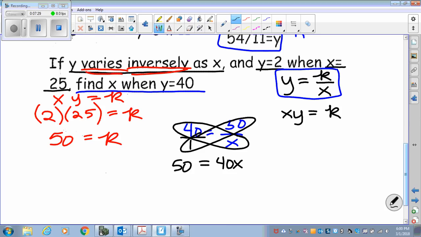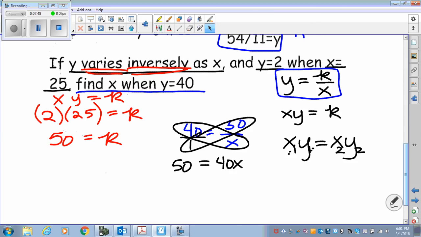And it kind of puts me back to this original equation where I have x times y, and this x and this y multiplied together are going to be the same constant. Because this was 2 times 25 is 50, and then 40 times x. All right, and then I'll divide by 40.